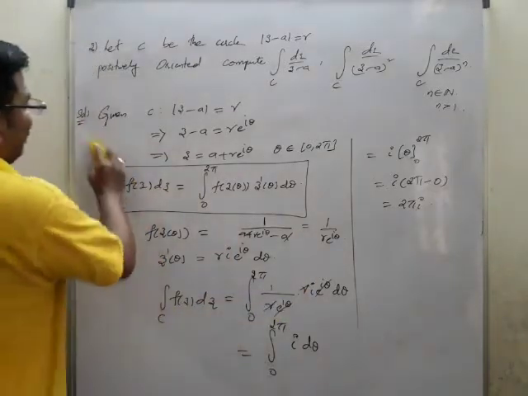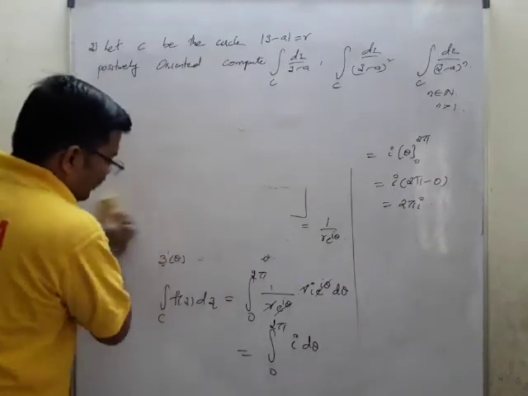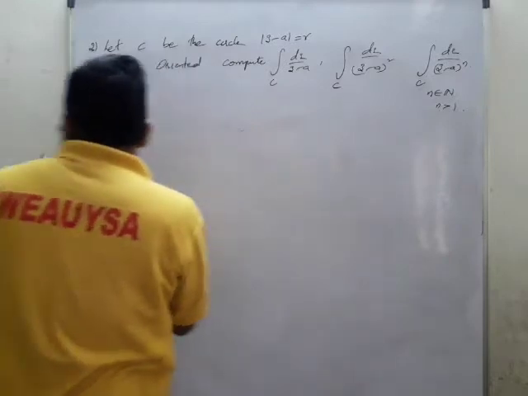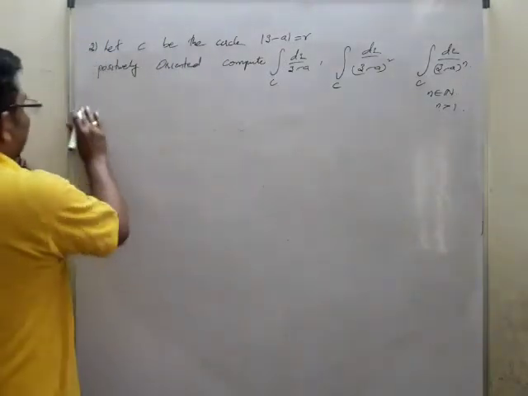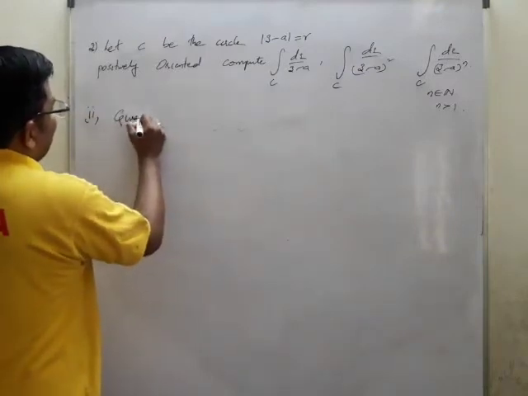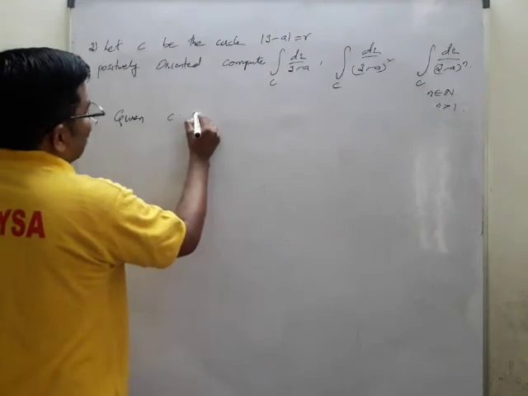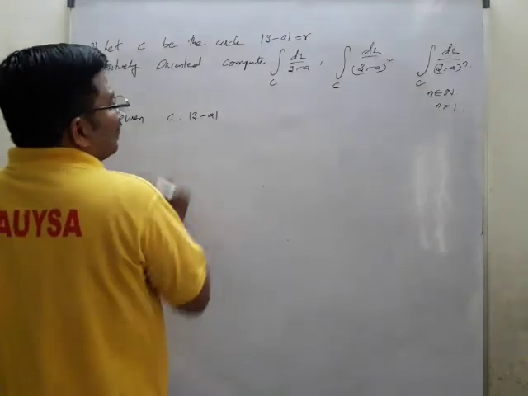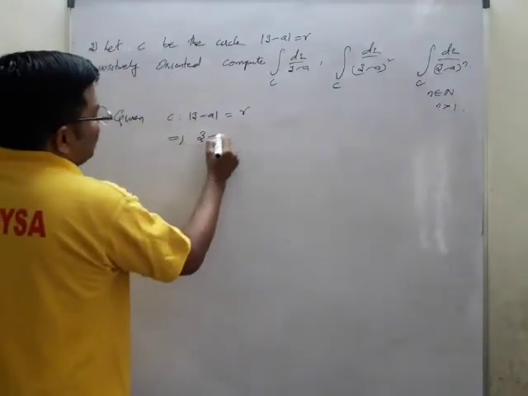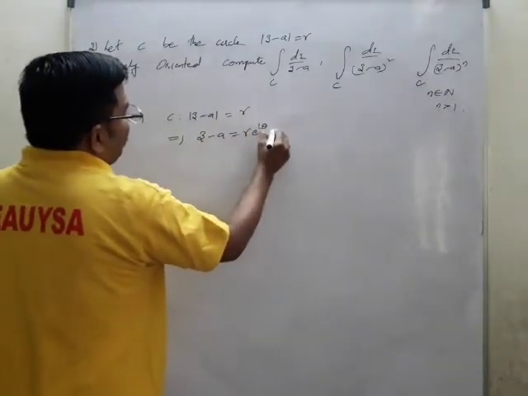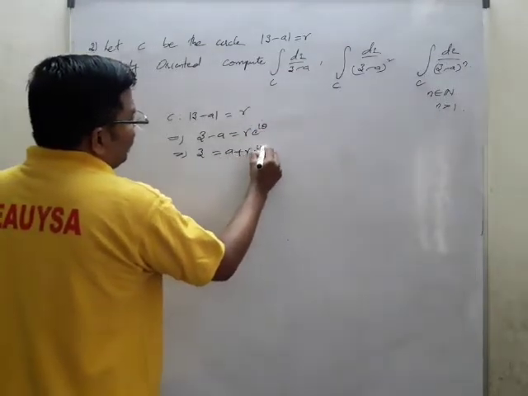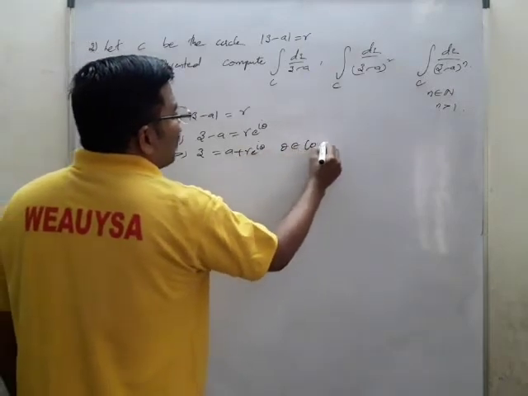If we got 2 pi. Now what about the value of 1 by z minus a whole square, if you wanted to find out now. Now we'll go for that. So the second one. The second one is given what? Given c such that z minus a is equal to r. Okay, that implies z minus a is equal to r e power i theta. Therefore that implies z is equal to a plus r e power i theta, where theta belongs to 0 comma 2 pi.